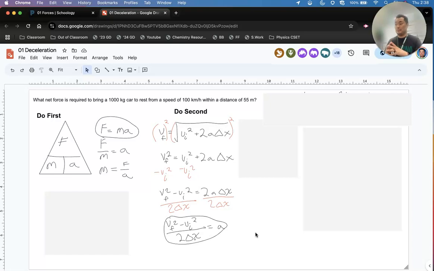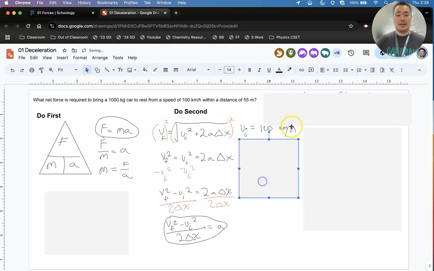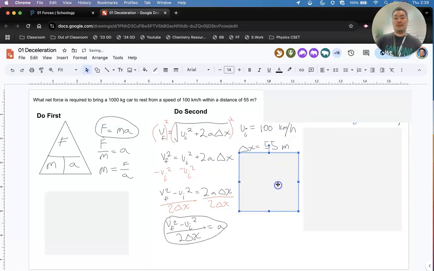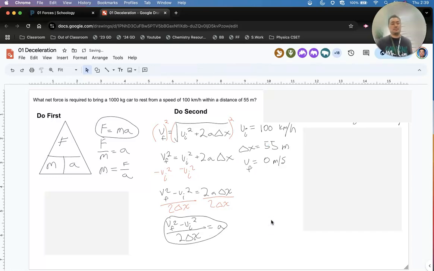Let's list out the variables that we're going to plug in. V sub I is going to be 100 kilometers per hour. X is going to be 55. And then final velocity is 0. But we have to look at the units. Meters per second, those are not the same as kilometers per hour. So, just like we did a month ago, we're going to convert units into other units.